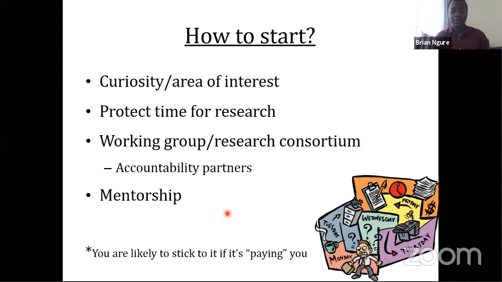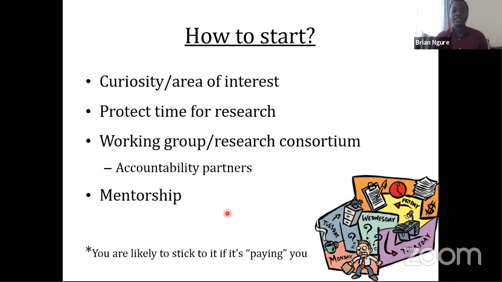Second thing is try and protect some time for research. So often people will usually do research as an afterthought. People will do research once they're done with every other thing, you know. But if you decide that you will have an hour every day or 3 hours every week that you do only research, then you're likely to progress.